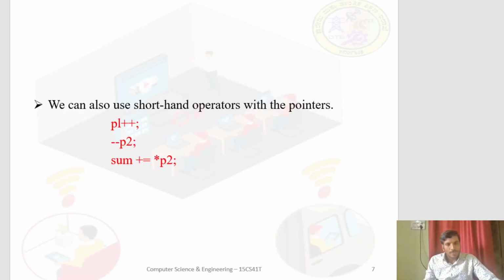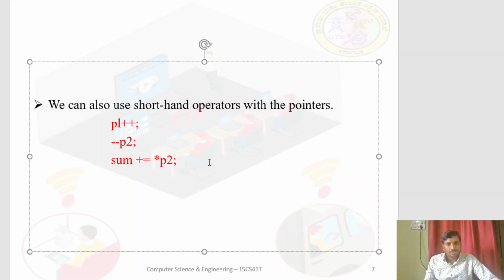Apart from this, we can also use shorthand operators with the pointers, like increment and decrement. p1 plus plus, that is post increment, minus minus p2. So students, you learnt in the C language types of these unary operators like pre-increment, post-increment, pre-decrement, post-decrement. These types of operators can also be applied on pointers.